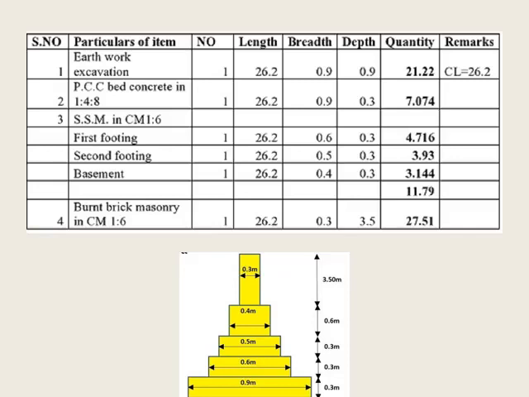Actually you need to deduct for openings here, but in this plan there is no opening, only a closed single room building is given, hence there is no opening. Directly you can write the quantity of the given burnt brick masonry as 27.51 meter cube.